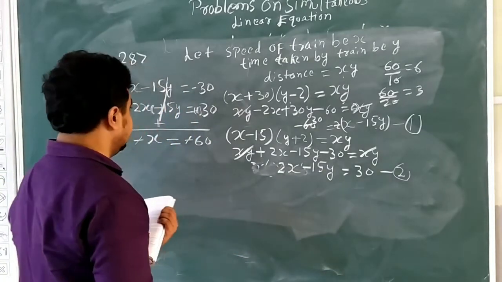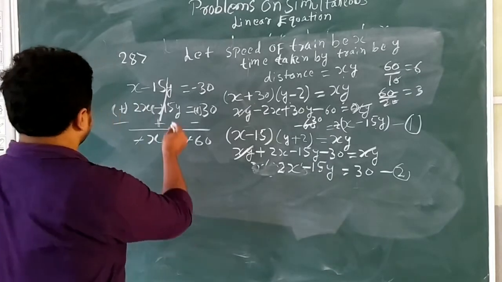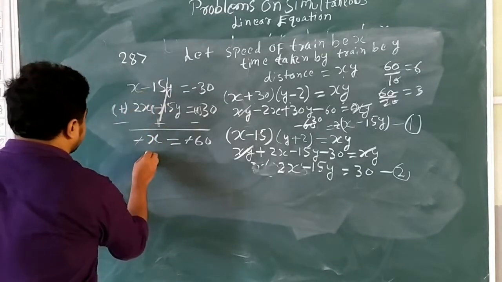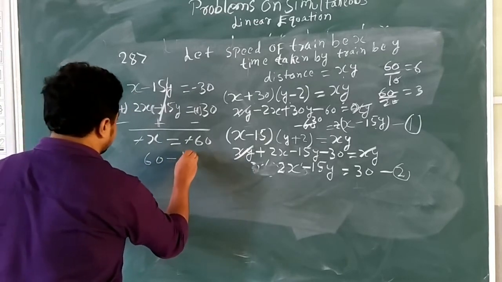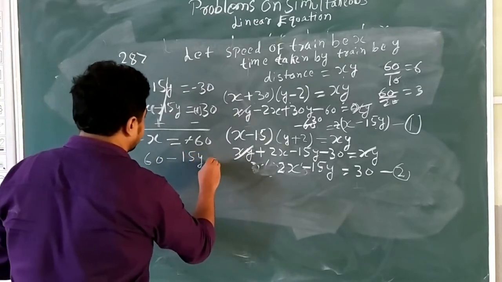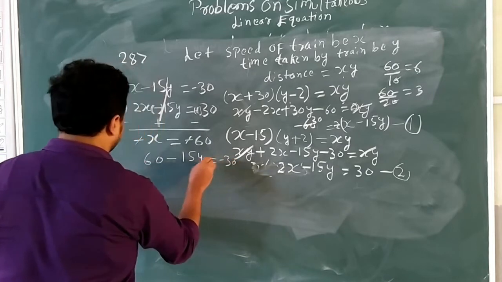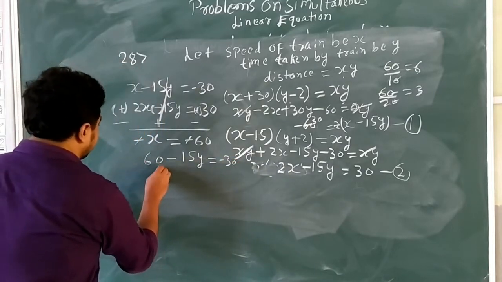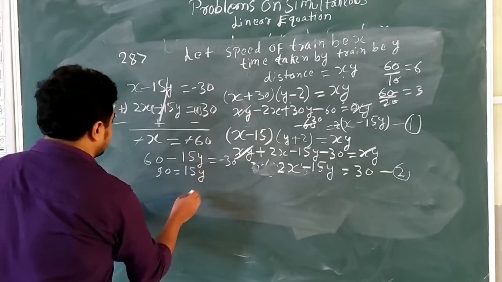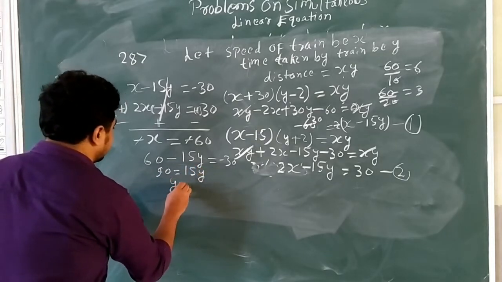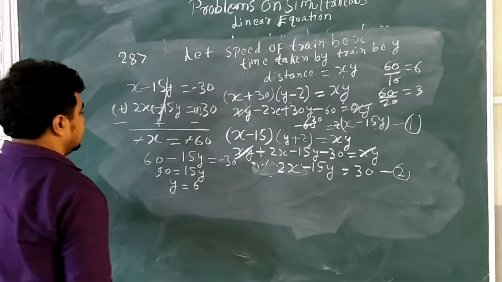Now the time will be, if I am substituting here 60. So 60 minus 15y is equal to minus 30. So 60 plus 30 is 90 is equal to 15y. So y will be equal to 6.